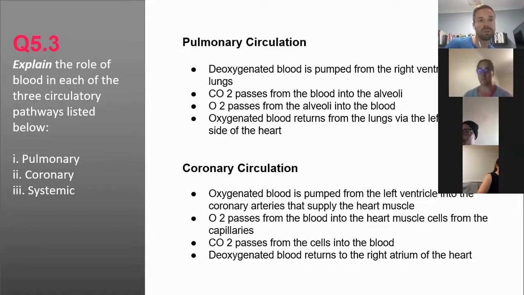That's actually what we call respiration. All right, so carbon dioxide from the blood to the alveoli, and then oxygen from the alveoli into the blood. And then the blood's got oxygen, so it has to come back from the lungs into the left side of the heart. You can just write it comes back to the left side of the heart, okay? All right, so that's what we call pulmonary circulation.